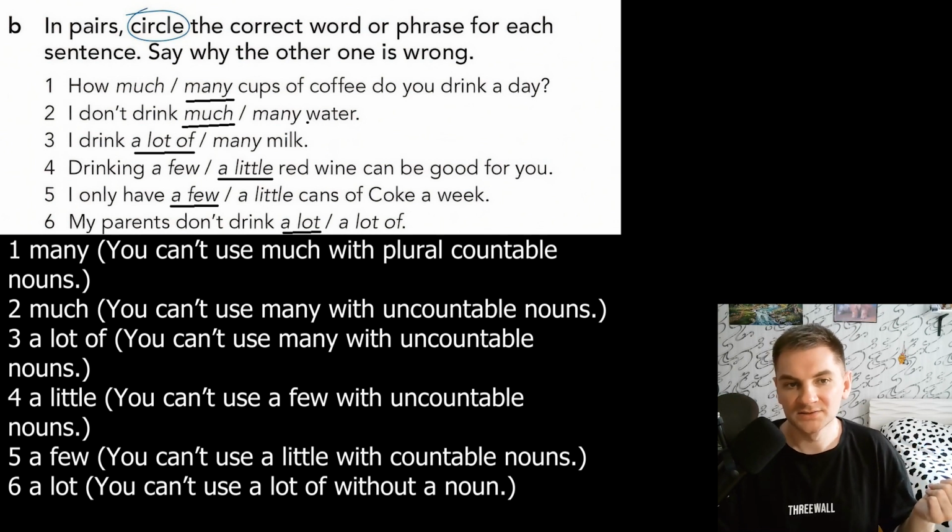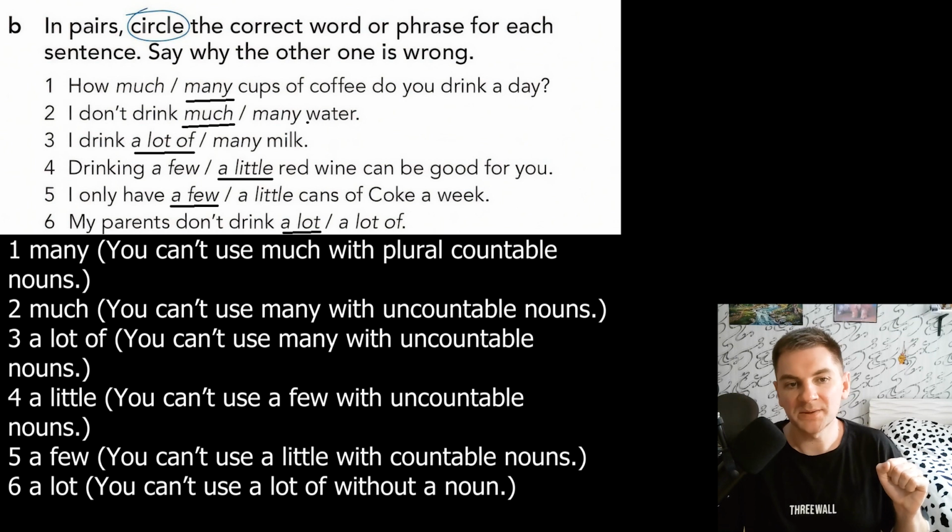Number 4. Drinking a little red wine can be good for you. We use a little with uncountable nouns. Number 5. I only have a few cans of Coke a week. Look, a few, we use it with countable nouns, and a can, cans, it's countable.